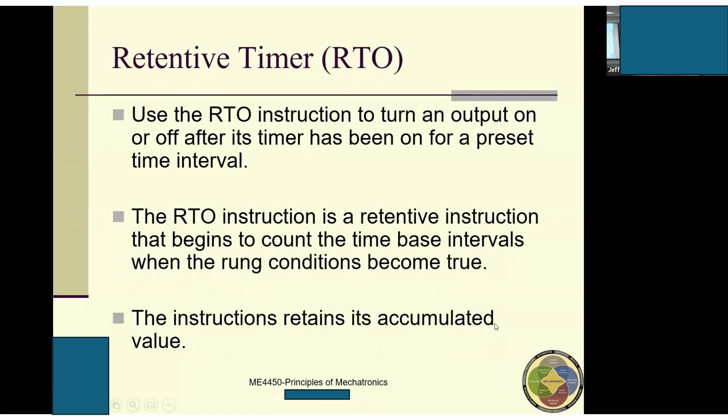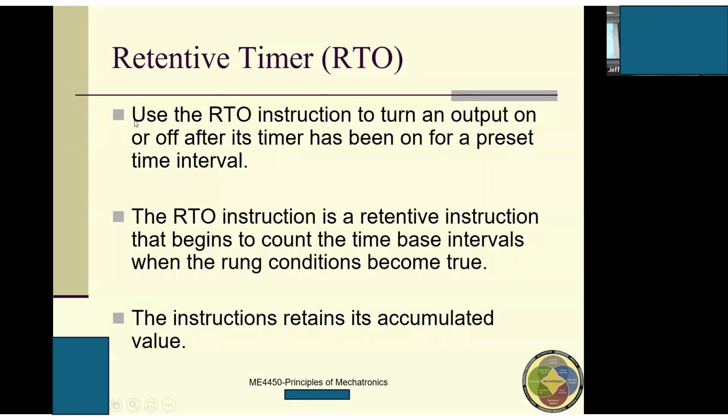Now the retentive timer. There is one very, very important concept: retentive. I have talked about retentive many times, and I will talk about it many more times. Latch, L, is a retentive output. A retentive output means that once you have done something, it will remain there until you take some further action. So that's called retentive.